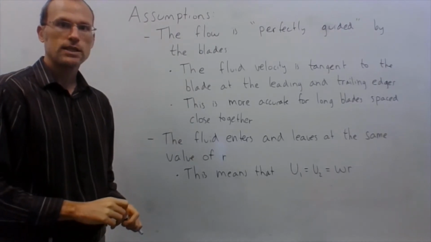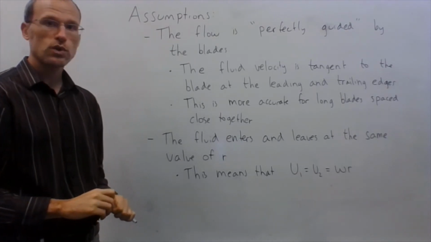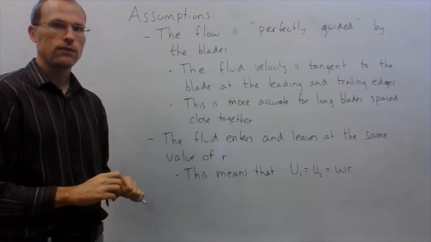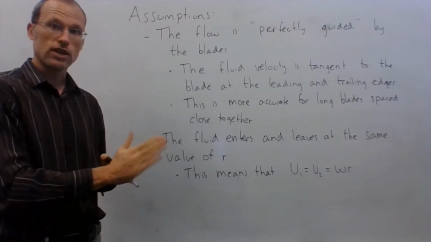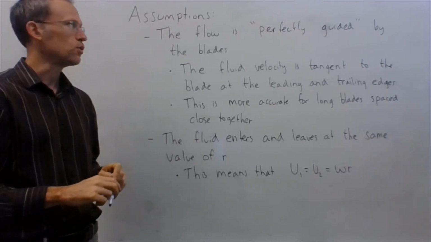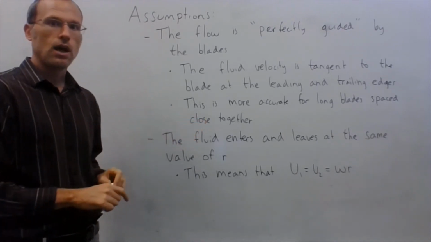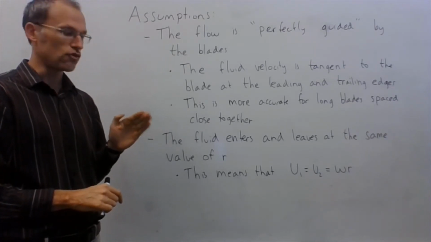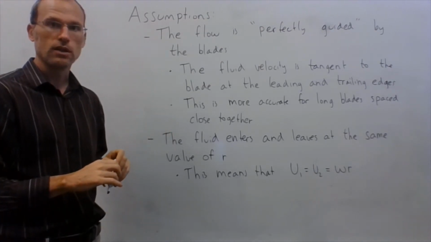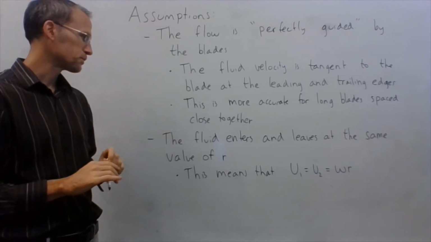Before we get to those velocity diagrams, we're going to be making a few assumptions as we go along. The first one is that the flow is perfectly guided by the blades. In other words, the flow is going in the exact same direction that the blade is trying to make it go, or the fluid is tangent to the blade at every point, especially at the leading and trailing edges, so where it comes in and where it goes out of the turbo machine, it comes in the exact same direction as the blade. This is obviously a more accurate assumption for very long blades that are very close together, because the fluid basically has nowhere else to go.